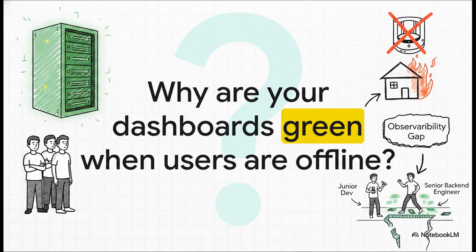So we have to ask a really critical question. Why are your dashboards green when your users are completely offline? Think about it. If monitoring is your system's smoke detector, what on earth do you do when the house is burning to the ground, but there is absolutely zero smoke? This terrifying reality is what we call the observability gap. And understanding exactly how to cross this gap is what separates junior developers who rely heavily on pre-built dashboards from senior backend engineers who actually know how to interrogate a complex system.